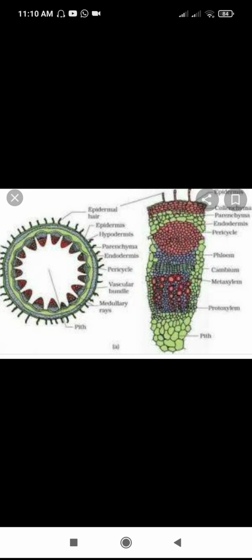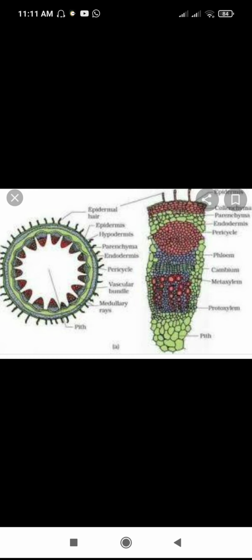Epidermis is a one cell thick layer. The cells are without intercellular space. Sunken stomata are present in the epidermis and it is covered by a cuticle layer.